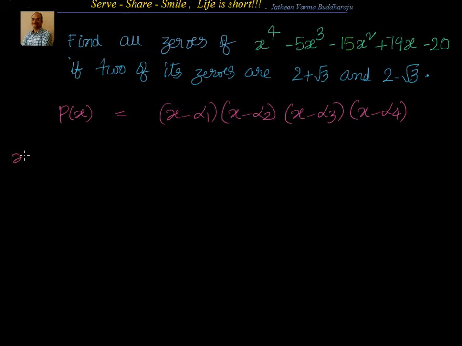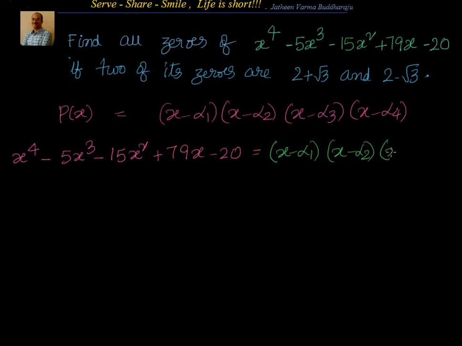So what's the polynomial we have? x to the power of 4 minus 5x cube minus 15x square plus 79x minus 20 is equal to x minus alpha 1 into x minus alpha 2 into x minus alpha 3 into x minus alpha 4, because it's a biquadratic polynomial, it will have 4 zeros. We know alpha 1 is 2 plus root 3, alpha 2 is 2 minus root 3. So let's first find x minus alpha 1 into x minus alpha 2.